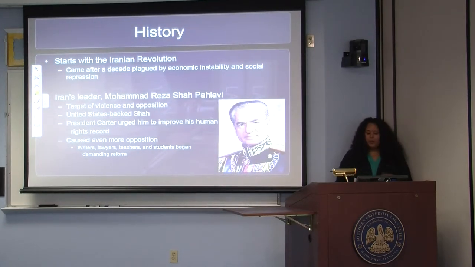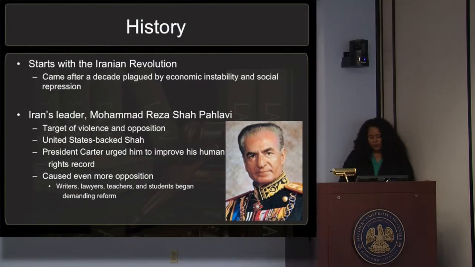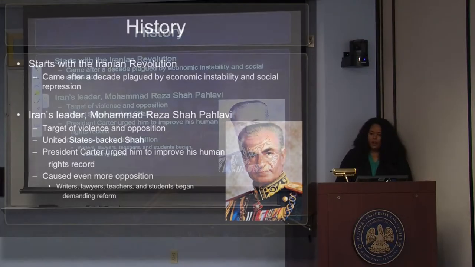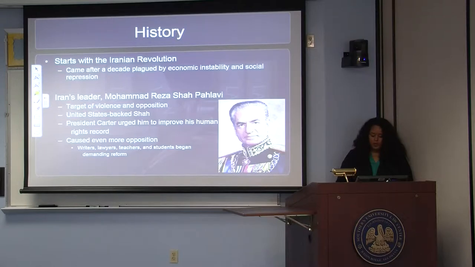The most pertinent history for our purposes starts with the Iranian Revolution. The beginnings of the revolution started after a decade plagued by economic instability and social repression. The ruler at the time was backed by the U.S. His name was Mohammad Reza Shah Pahlavi, and his government increasingly became the target of violence and opposition. At the urging of President Carter to improve his regime's human rights record, the Shah released many political prisoners. This opened the door for even more opposition, and writers, lawyers, teachers, and students began demanding reform in their respective fields.